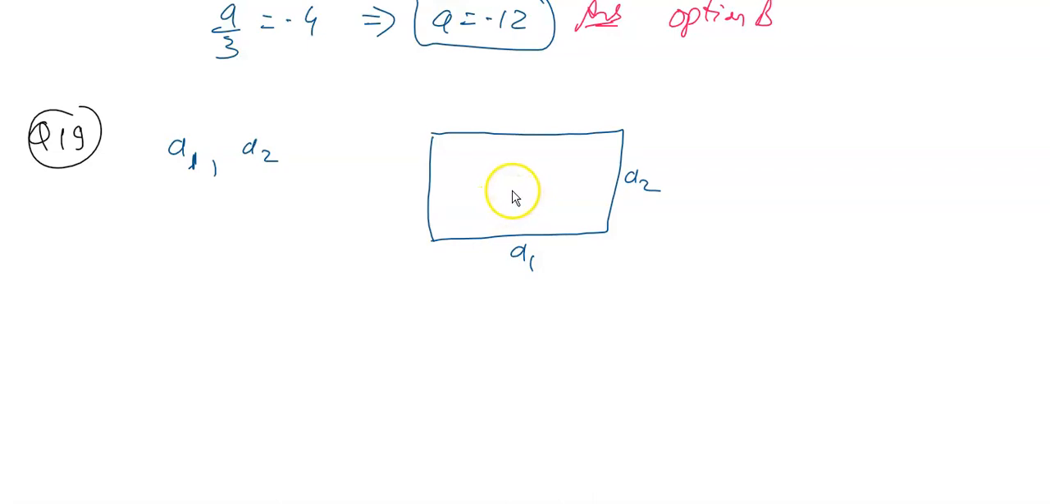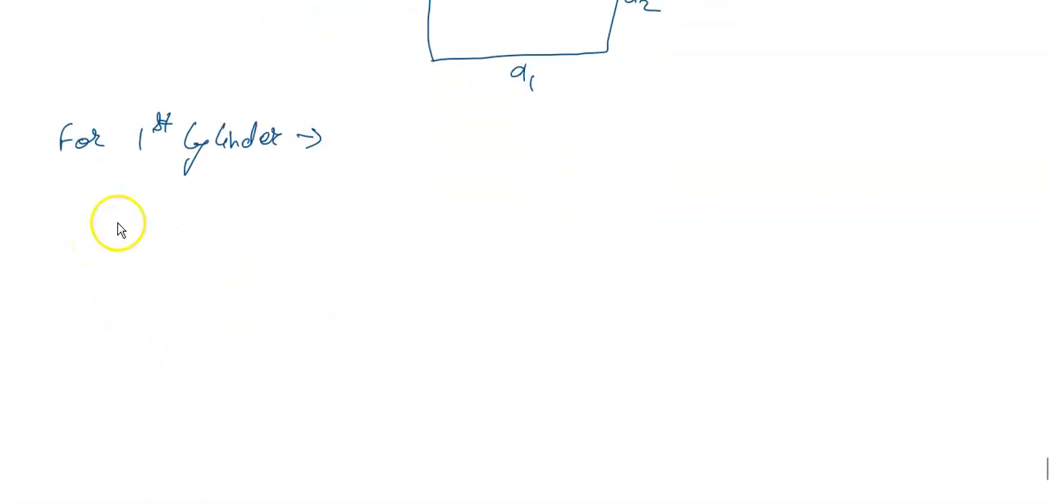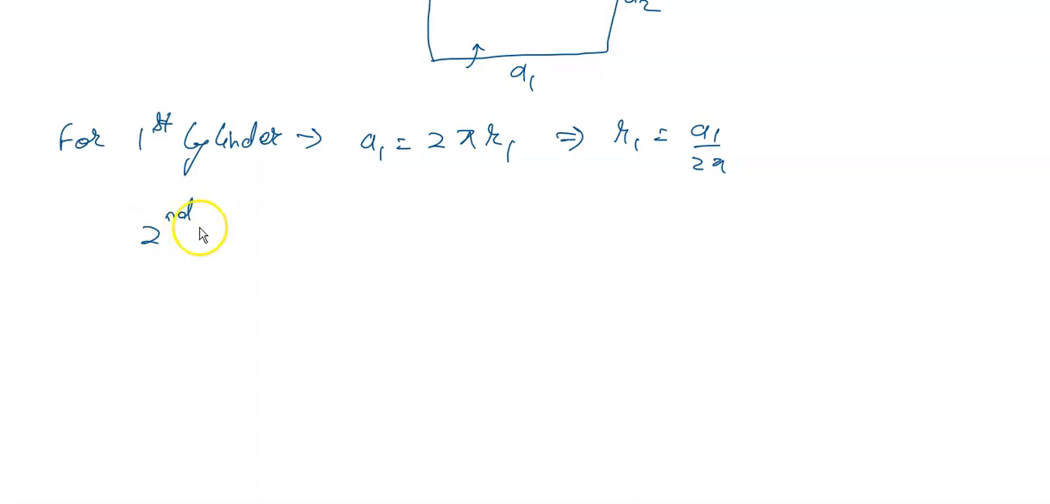है उसका वॉल्यूम कितना है V1 and height is A2. So अगर height A2 है, so for first cylinder then A1 has to be equal to the circumference, right? Because इसी के along इसको roll किया होगा, so A1 will be equal to let's say 2 pi R1. So यहाँ से मुझे R1 कितना मिल रहा है? A1 upon 2 pi.